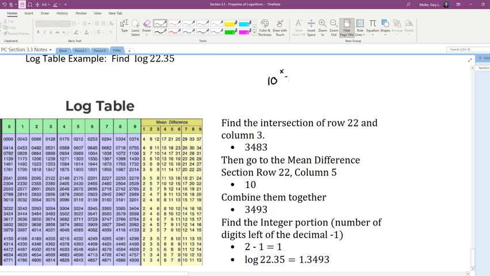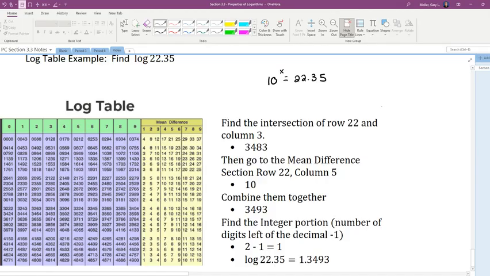So if I wanted to find the log of 22.35, first of all, what's that asking? 10 to what power is 22.35? Well, we know the answer is bigger than 1 because 10 to the first is 10, and smaller than 2 because that would be 100. So we know the answer is going to be something closer to 1 than to 2. But that's about as far as I can go without guessing and checking further.